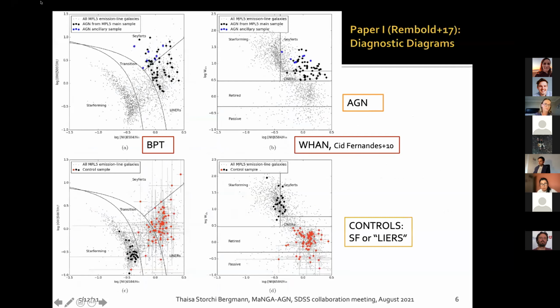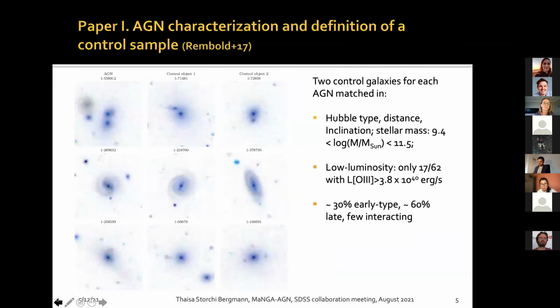So the first paper is where we established the control sample. So we found 2 control galaxies for each AGN that were matched according to Hubble type, distance, inclination, stellar mass. Most of them are low luminosity, and 30% are early type, 60% late type, a few of them interacting. So these are examples of AGN and 2 control galaxies for each.